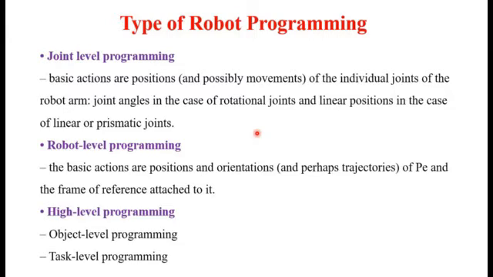And high level programming: in the case of high level programming, the object level programming or the task level programming must be there. That means in high level programming, the instructions are programmed in the robot to perform various tasks. In the industries, to perform various tasks, the instructions are given to the robot in this high level programming language.